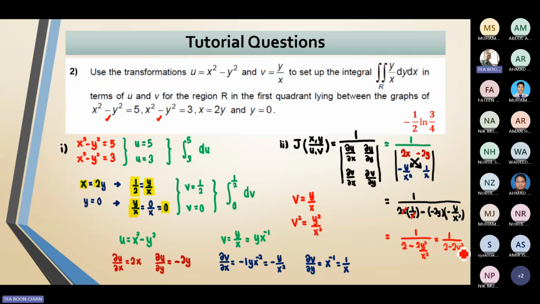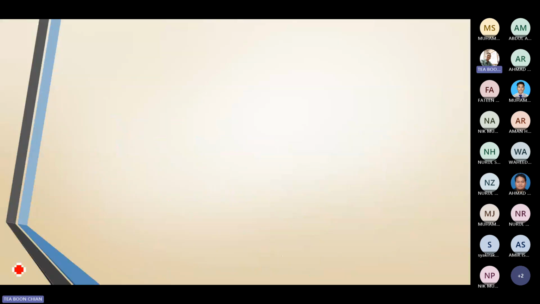So having the Jacobian, having u and v, the interval, it's time for us to set up the uv transformation from the original question here, the double integral of y over x dy dx. So in the next slide, let me begin by setting again the original question, the double integral of y over x dy dx.